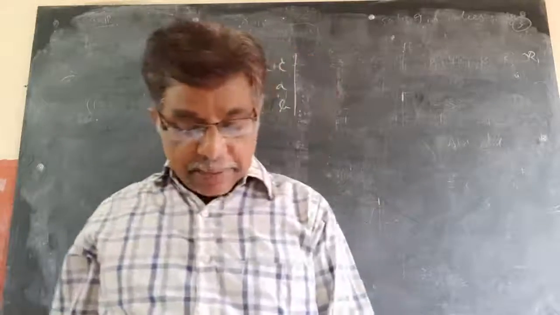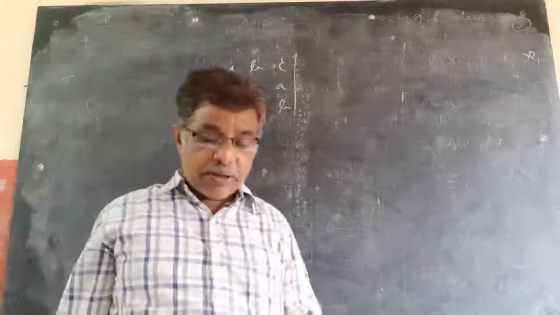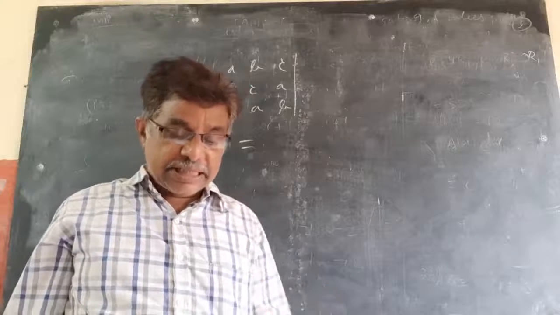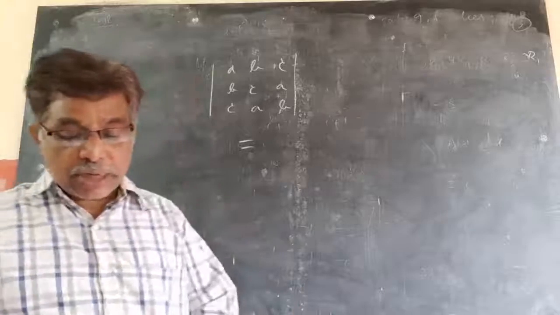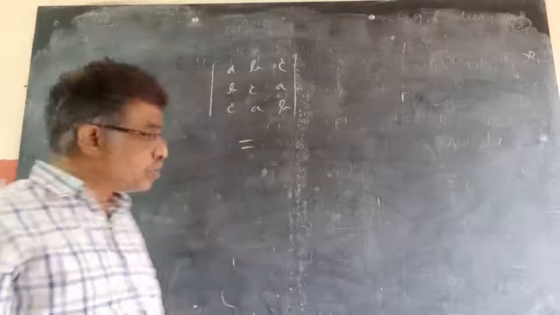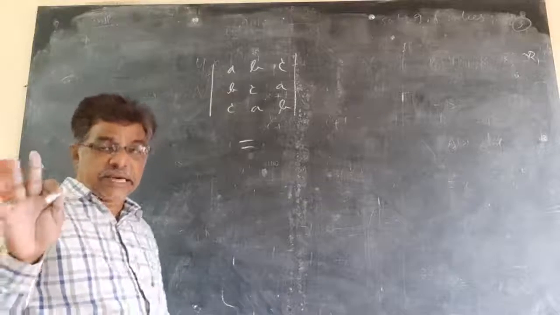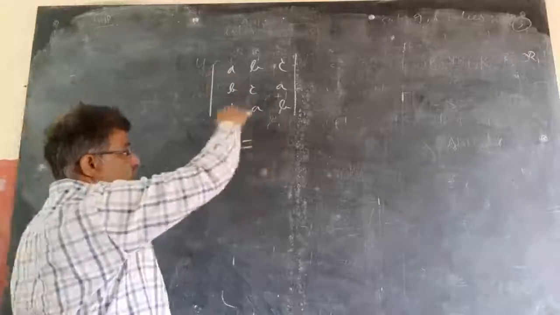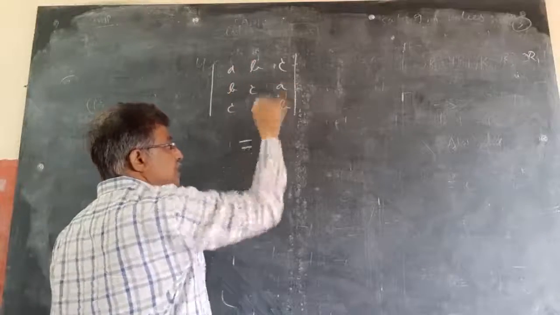If a, b, c are positive real numbers, then he is asking the value of the determinant. Options are less than 0, more than 0. He is not asking actual value. He is asking whether it is less than 0, more than 0, equal to 0, greater than or equal to 0. 4 conditions he is asking. So how to do this? First of all, a, b, c are positive. And secondly, we know how to find the determinant. Directly expand: a into this into this minus this into this.